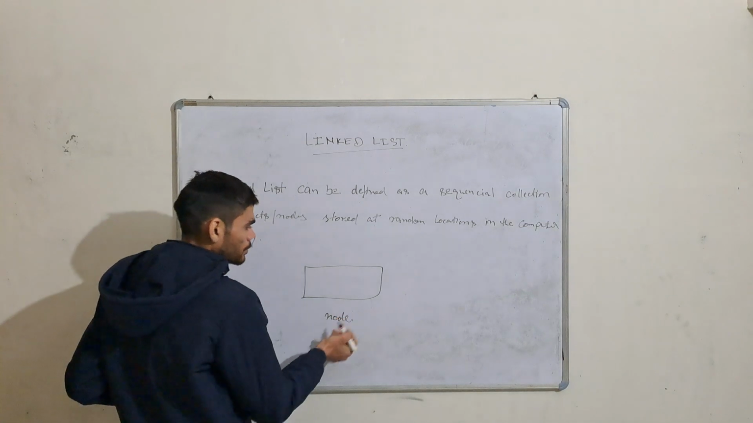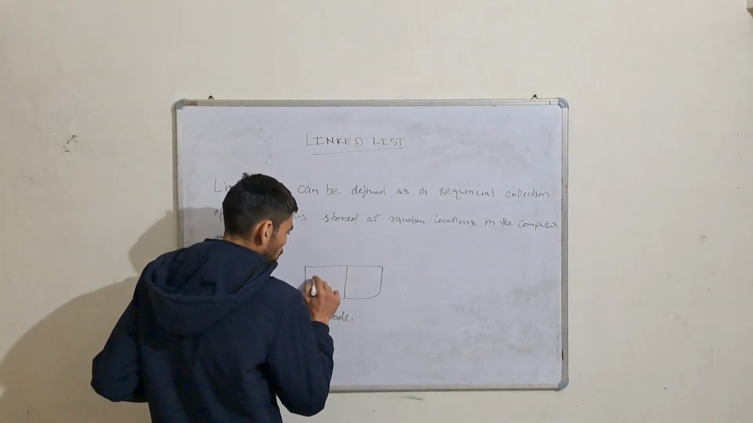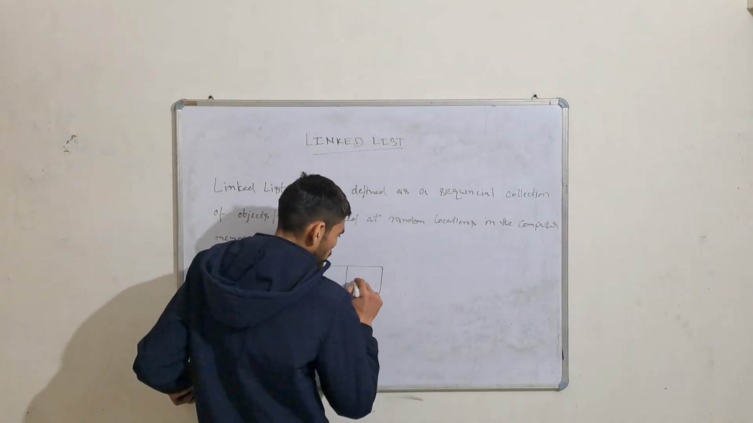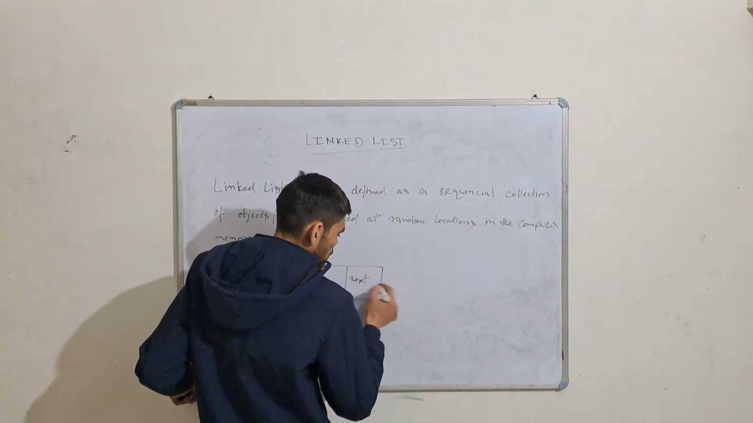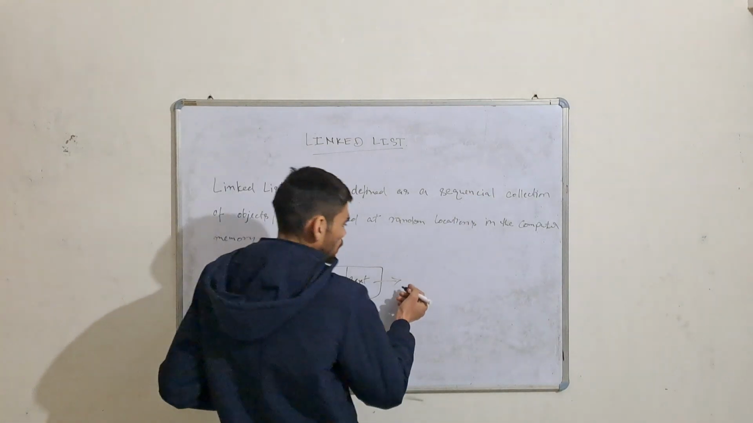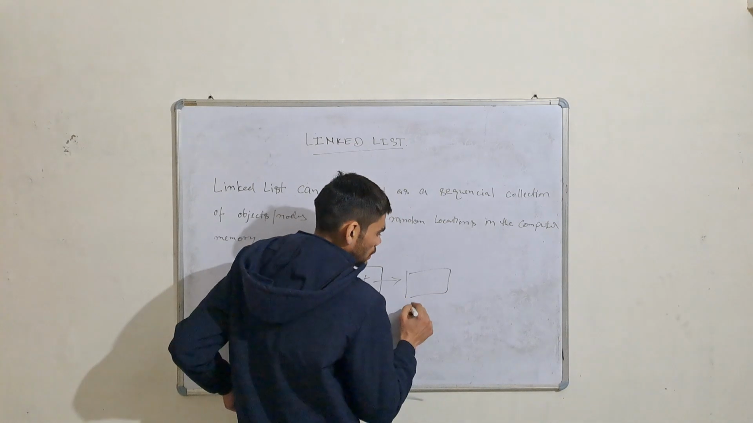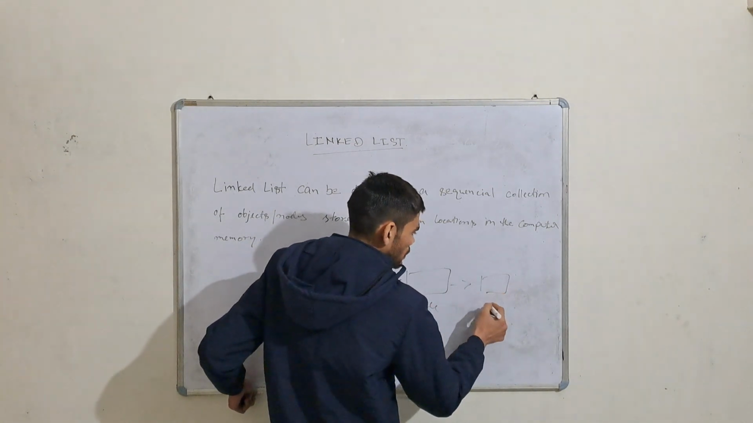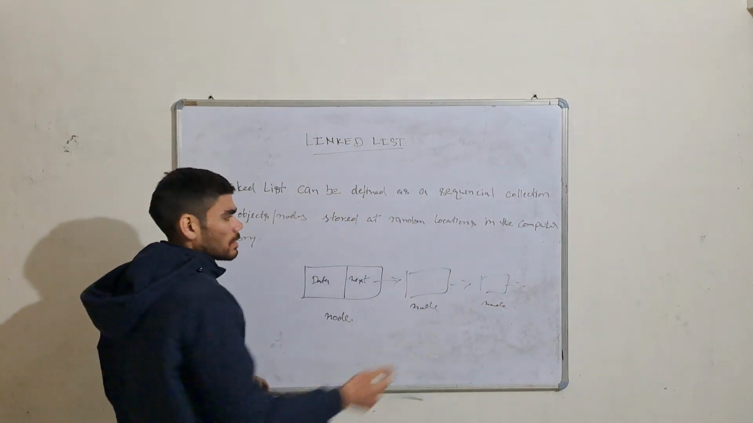This is a node, and in a node this is the data part and this is the pointer for the next node. Here another node will be connected, and in this manner the linked list grows.